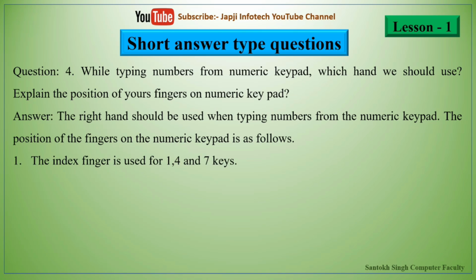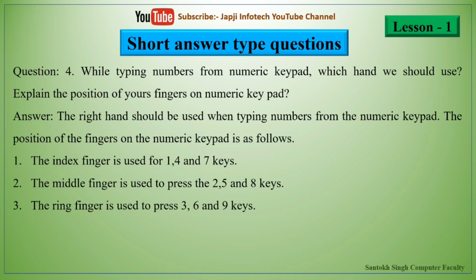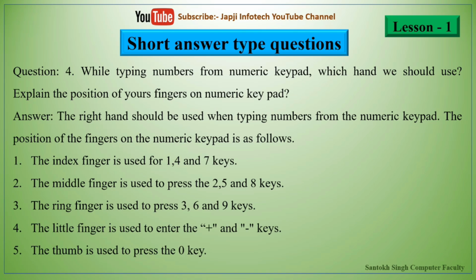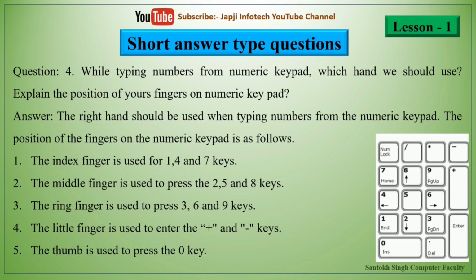The first one is the index finger is used for 1, 4 and 7 keys. The middle finger is used to press the 2, 5 and 8 keys. The third one is the ring finger is used to press 3, 6 and 9 keys. The fourth one is the little finger is used to press the plus and minus keys. And the last one is the thumb is used to press the 0 key.